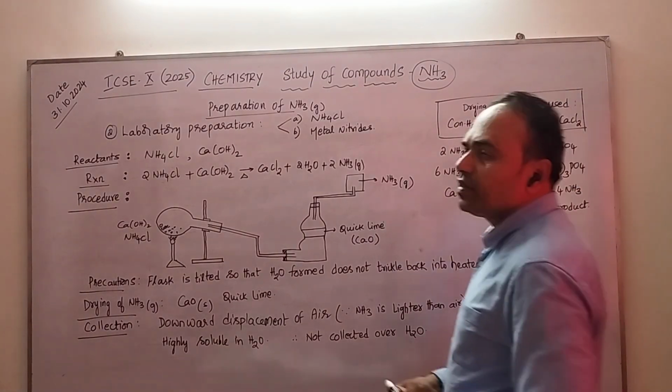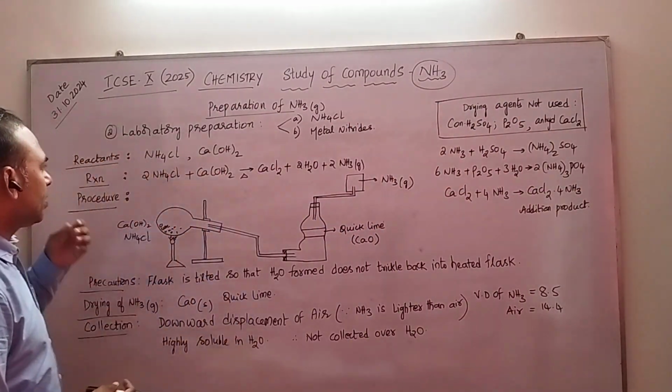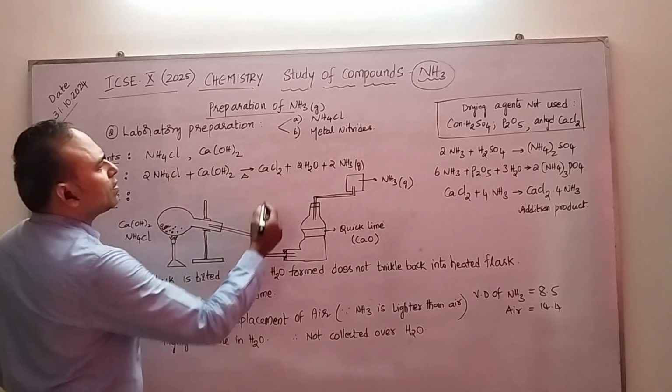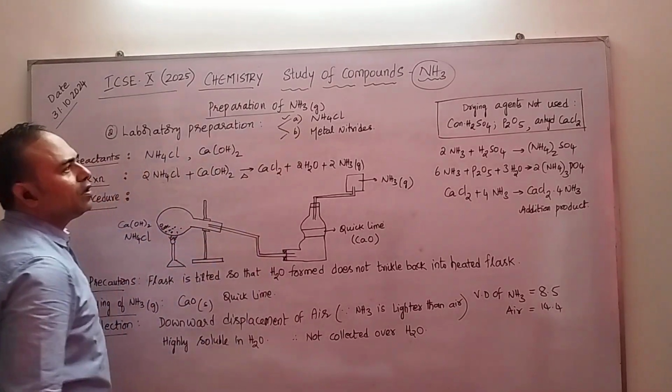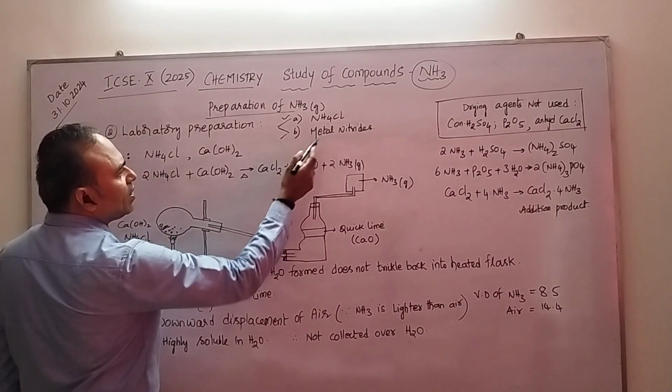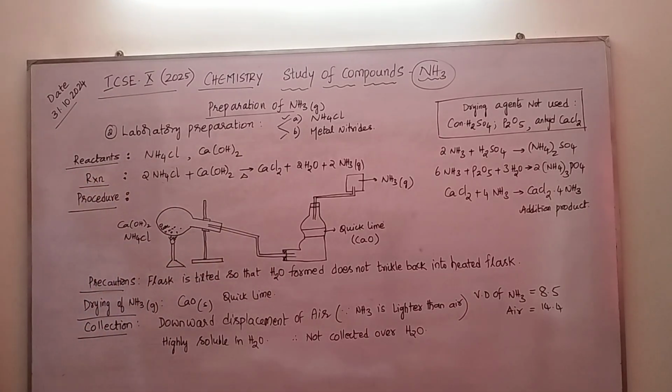Now if we see the laboratory preparation of ammonia, already we have discussed that we have two methods. Number one, using ammonium chloride, and second one is metal nitrides. So let us see the first method. You can write down like this, it is easy for you to remember.